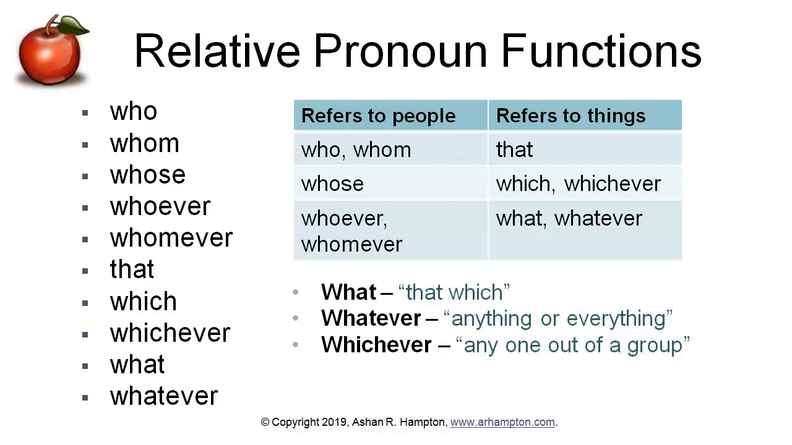Whichever means any one out of a group. Give her whichever doll on that clearance shelf that she wants. So hopefully this will help you to make distinctions between these common relative pronouns and when to use them properly. Okay, let's move on.